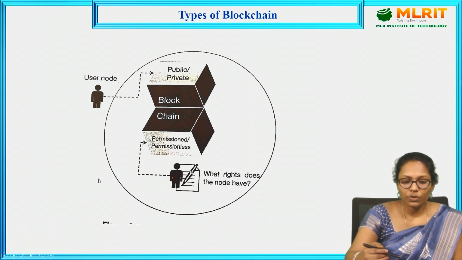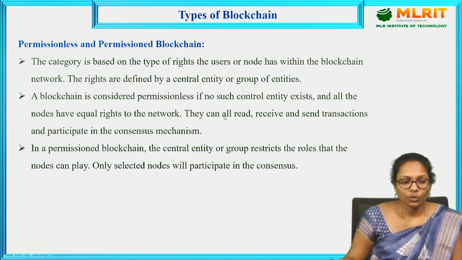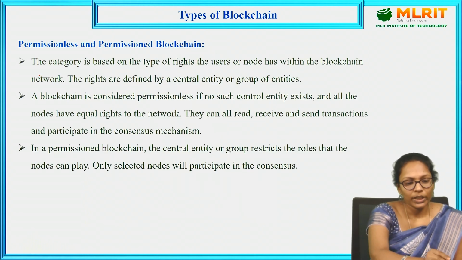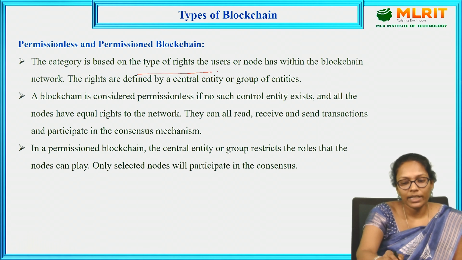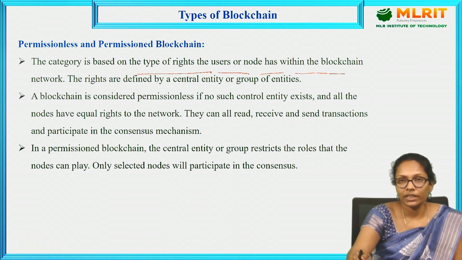So here, based on the accessibility or the rights, we have divided the blockchain into public and private, permissioned and permissionless. The next category is permissionless and permissioned blockchain. This category is based on the type of rights the user or the node has within the blockchain.